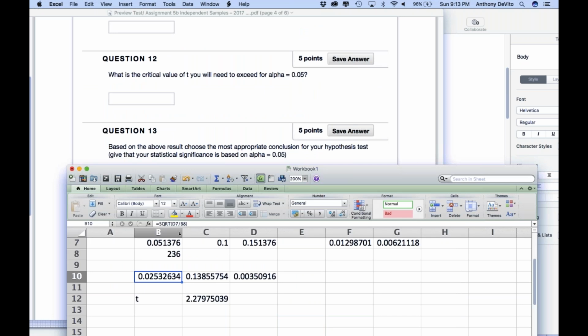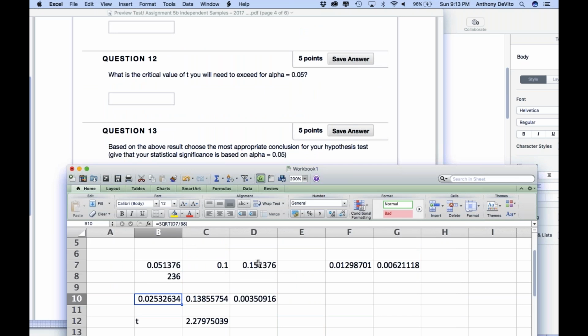B10, that's the square root of D7 over B8. Oh, no, you're right, B8. That's this plus this, right? This was our 161. Hang on a second. Oh, no, that was n minus 1. Yeah, it's 160. That's right. And this should be 76. And this is 236, the sum of the two of them.